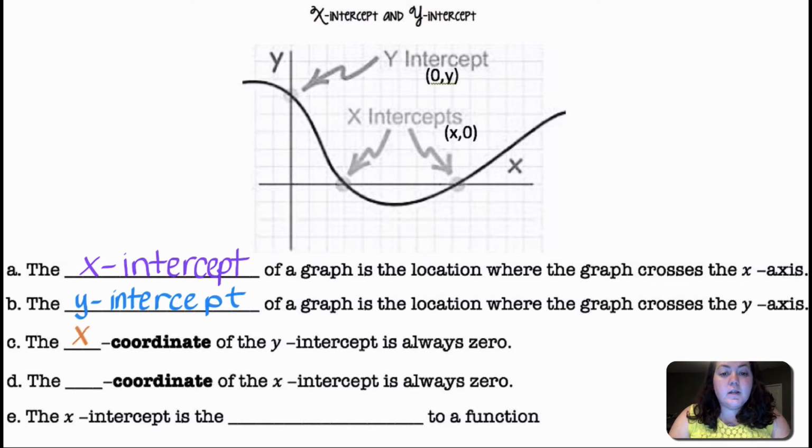The x-coordinate of the y-intercept is always 0, and the y-coordinate of the x-intercept is always 0. The x-intercept is the solution, or solutions if it crosses the x-axis in more than one spot, to the function.